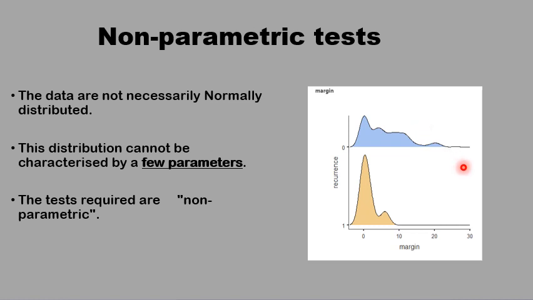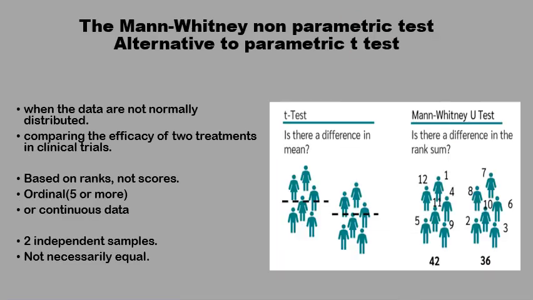Alternatively, if the normality of the data distribution cannot be confirmed, one would consider the use of the less powerful non-parametric test, which has the advantage that it can be used on data that is not normally distributed. The Mann Whitney is a good alternative to the more powerful parametric t-test.